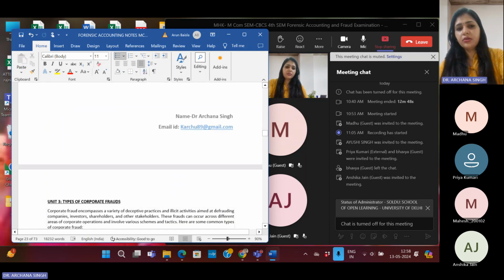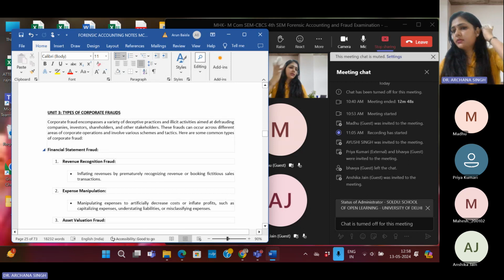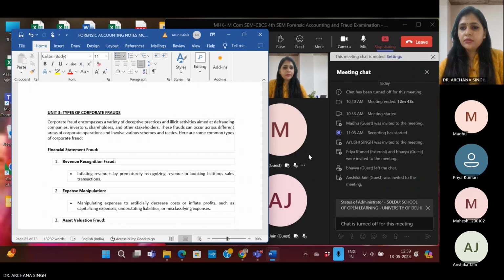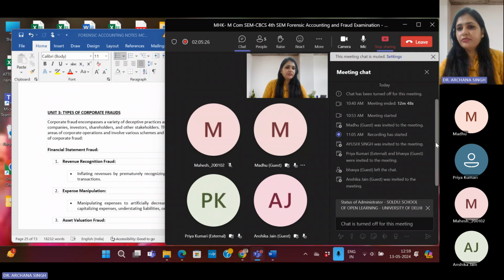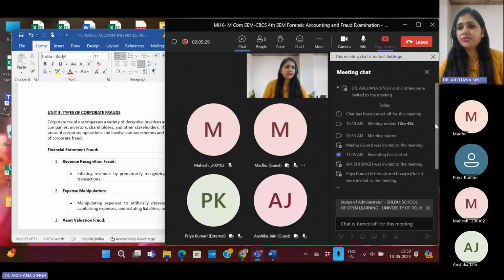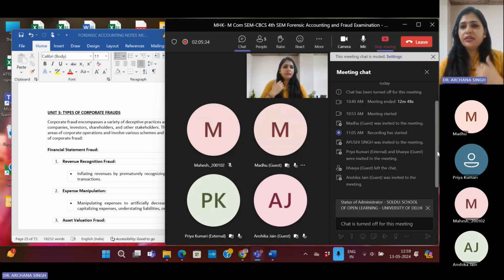So this was about your unit second. I think units first and second have been completed. Now we will go forward to your unit third. But before proceeding, if you do have any doubt, you can ask me. Madhu, Priya, Anshika, are you there? You may write in chat if you do have any problem. Otherwise, in the last 15 minutes of the class time, we will discuss the doubts in the chat box.